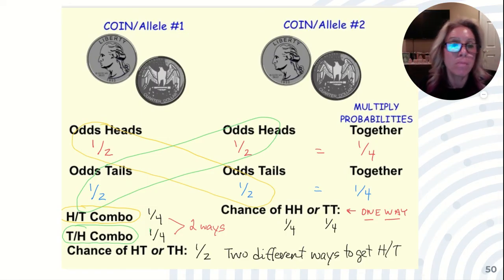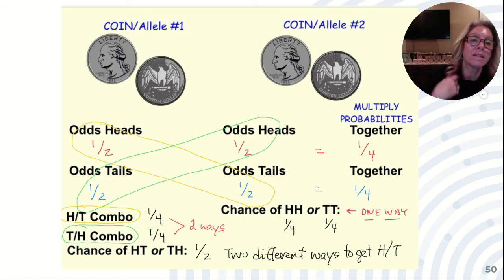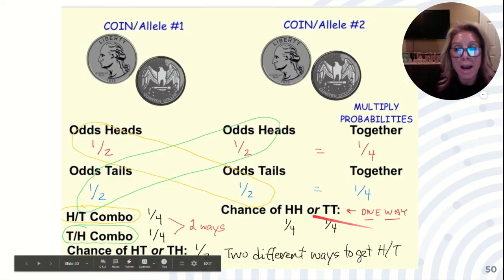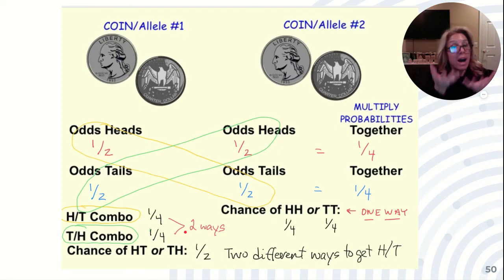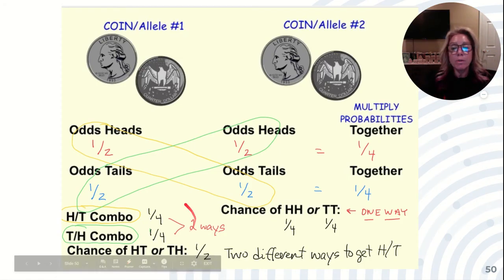Now, heads-tail combo: I get heads, you get tails, or I get tails and you get heads. Since there are 2 different ways to get that, we add those together to make 1/2, right? Because I could have gotten heads and you could have gotten tails, this way, the yellow one, and that would have been 1/4 of a chance. Or we could have reversed, tails, heads, the green way. So since there are 2 different ways to get any kind of difference between us, to get a hybrid between us, that's when you add it up. So a 1/4 and a 1/4 is 1/2.